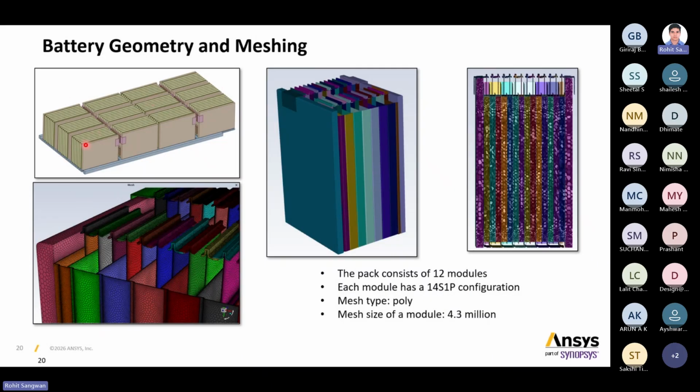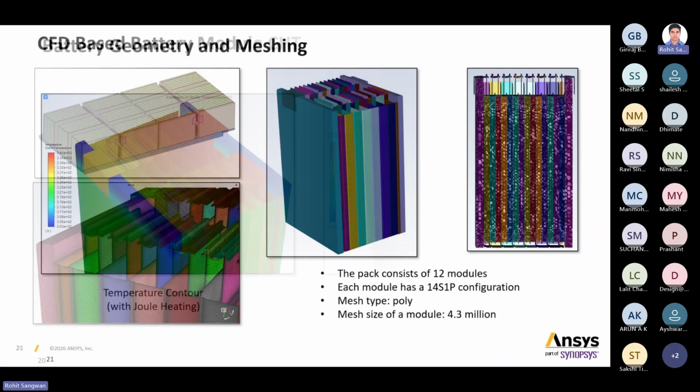Each pack consists of 12 modules. At this stage, 12 cells, and we have done a polyhedra mesh. This is one module, and these modules are combined to form a battery pack. In size they have taken around 4.3 million mesh count, and you can see the mesh. This is Fluent meshing they have done. They connect the tabs to create series and parallel connections. When the same tabs are connected, we call it a parallel connection. When positive and negative are connected, we call it a series connection.